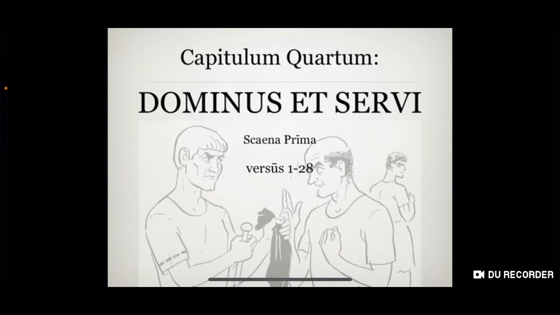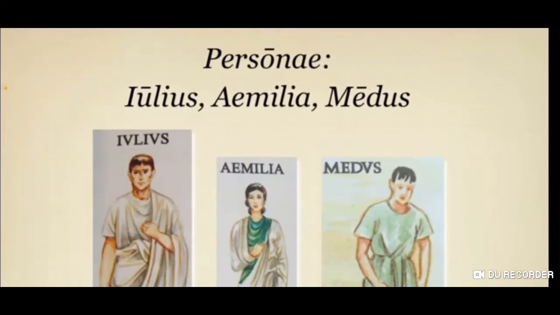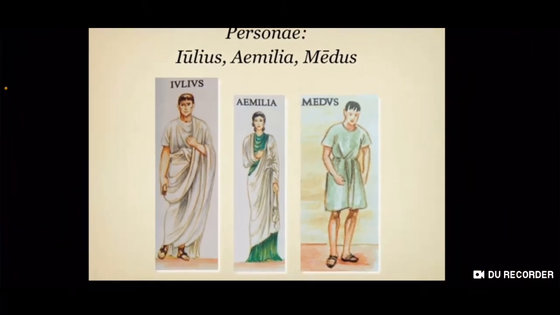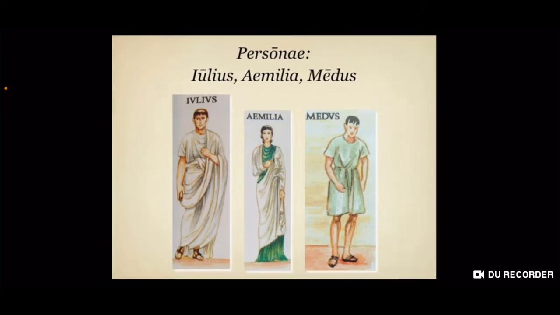Capitulum quartum, chapter 4. Dominus et Servi, the master and the servants. Personae, the actors. Julius, Aemilia, et Medus. And then they're gonna give you a dose of what we already learned. So make sure you already got those chapters before this down pat before starting this one. And we're gonna explain all the new things.